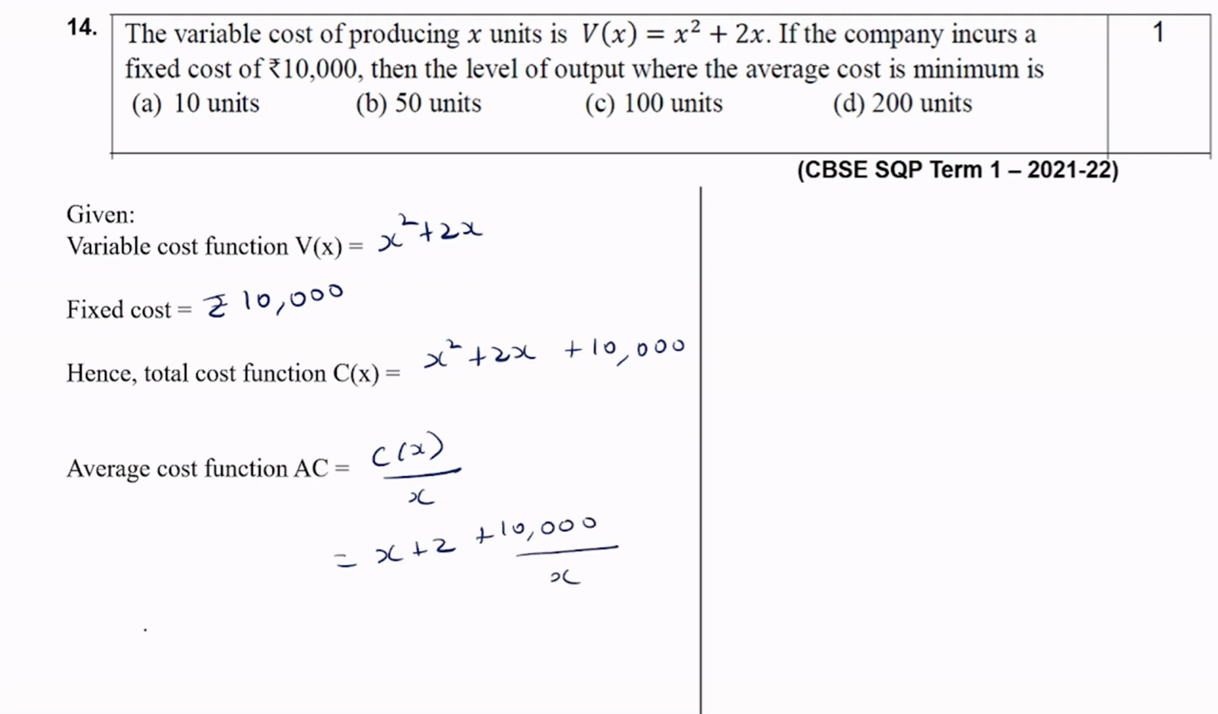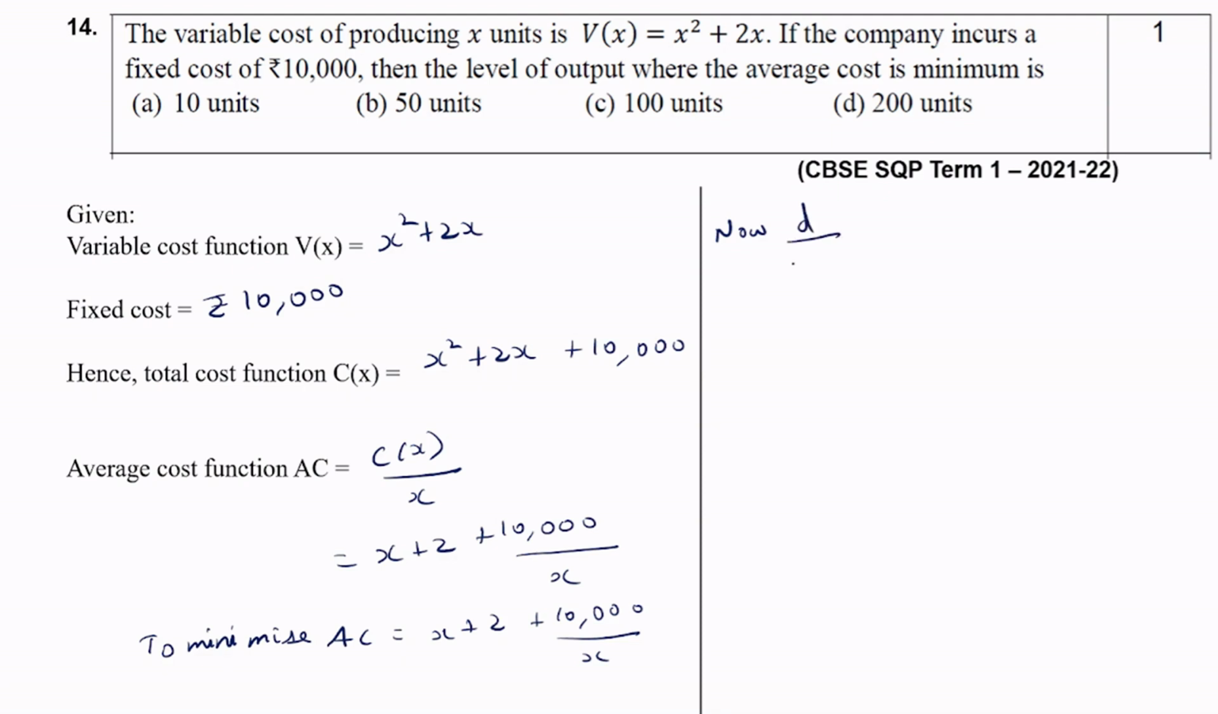Now we have to minimize this average cost. To minimize average cost equal to x plus 2 plus 10,000 by x. And now after this it is very easy. We can use the second derivative test. That is, we can find the critical points by equating the derivative of average cost to 0, and then we can find the points where it is minimum.